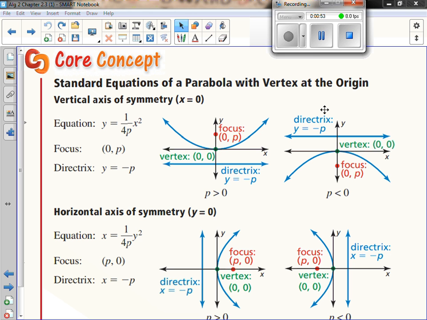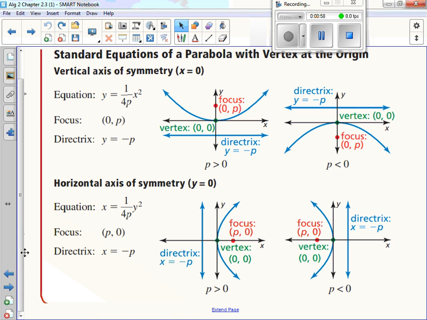Now for the other equation, x equals 1 over 4p y squared, the focus is (p, 0). Our directrix is x is equal to negative p. Now this time if p is positive, it opens to the right. And if p is negative, it opens to the left. So right is going to open this way, left is going to the left. Down, up.